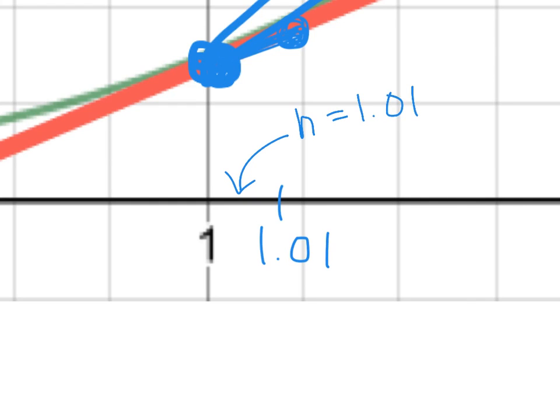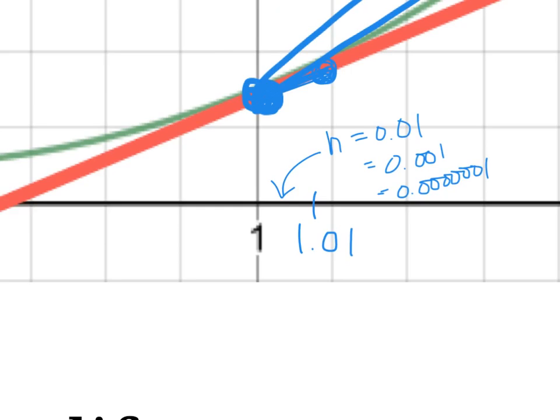Sorry, not 1.01, just 0.01, because that's the difference between those two values. If we want to be a little bit more accurate, we could make that 0.001 or even 0.00000001. Basically, it comes down to how much time you've got and how accurate your calculator can be in order to calculate that. But the smaller the number is, the more accurate the approximation of that slope is going to be.